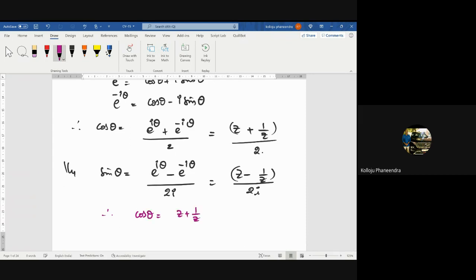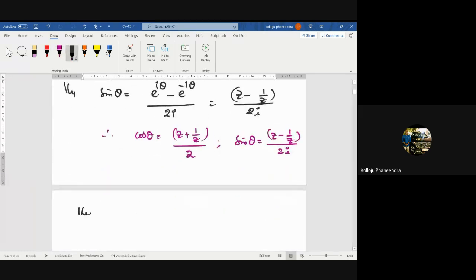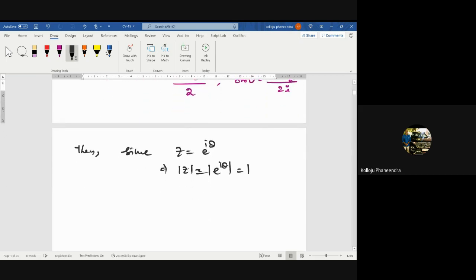If I substitute e power i theta equal to z, cosine theta is z plus 1 by z by 2 and sine theta is z minus 1 by z by 2i. Since z is equal to e power i theta, mod z is nothing but mod e power i theta. What is mod e power i theta? That is 1, mod cosine theta plus i sine theta. So the value of mod z is 1.